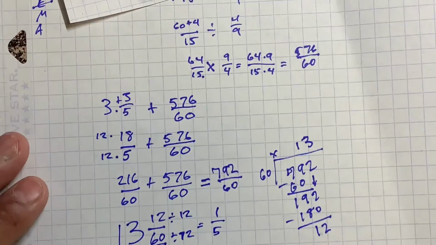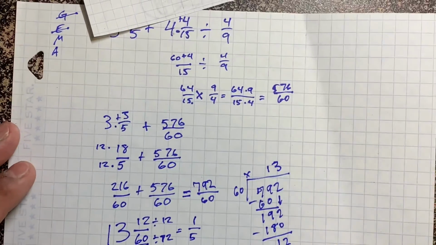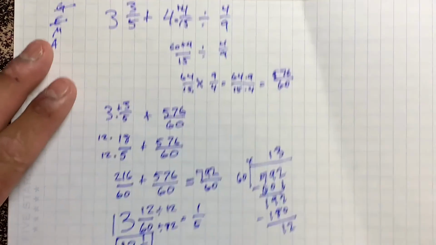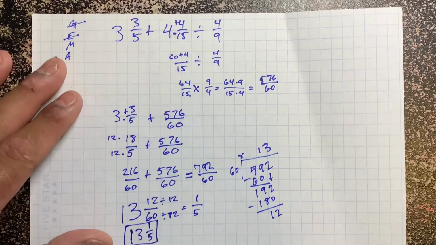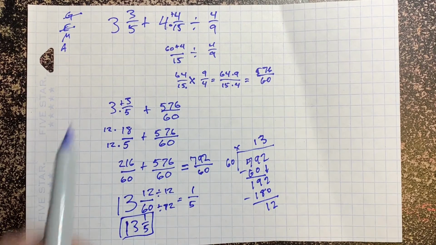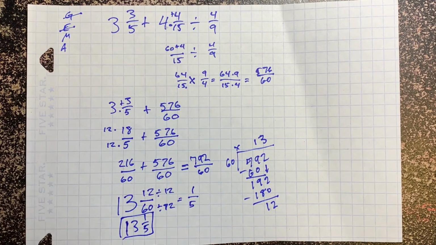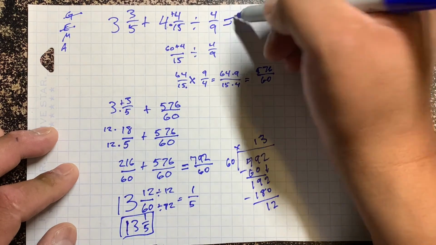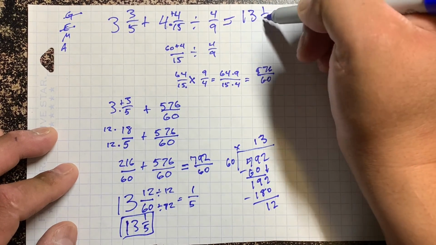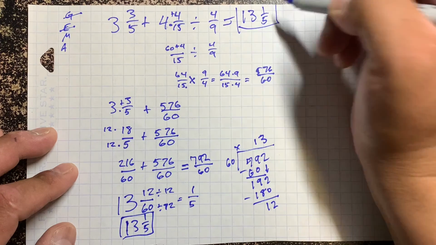Open this back up, zoom out just a bit. Okay, so your original problem started off as 3 3/5 plus 4 4/15 divided by 4/9. Your answer, 13 1/5.